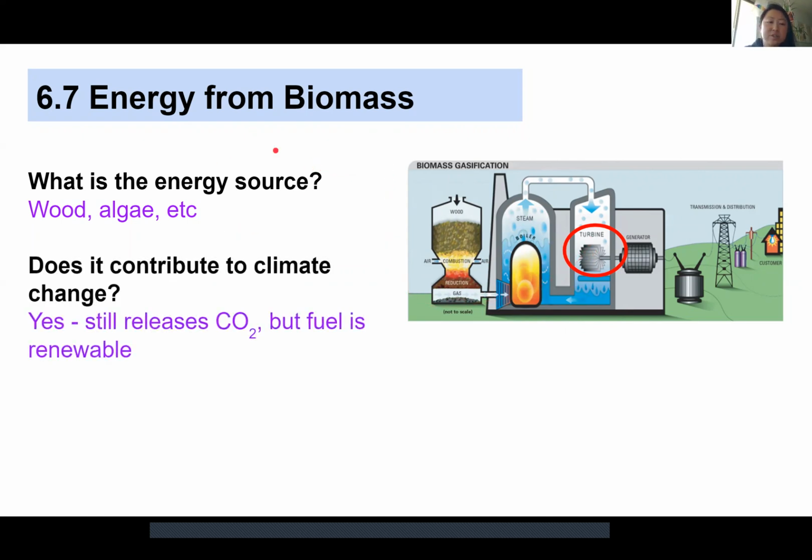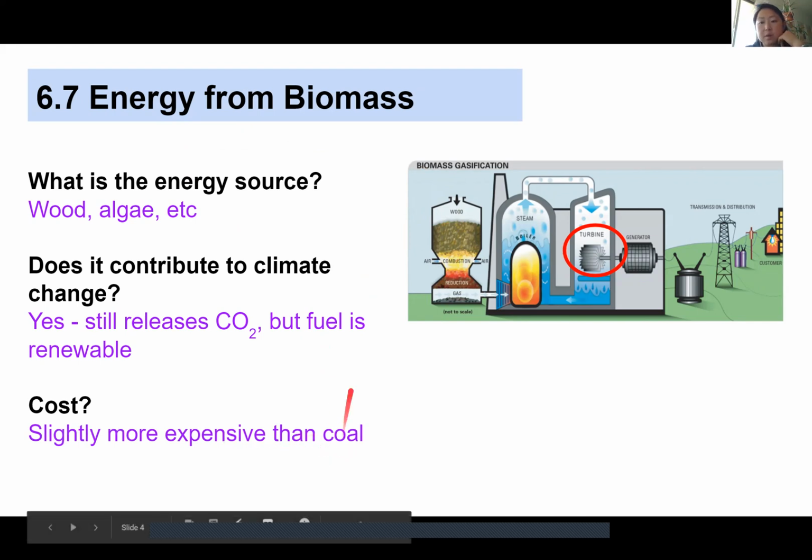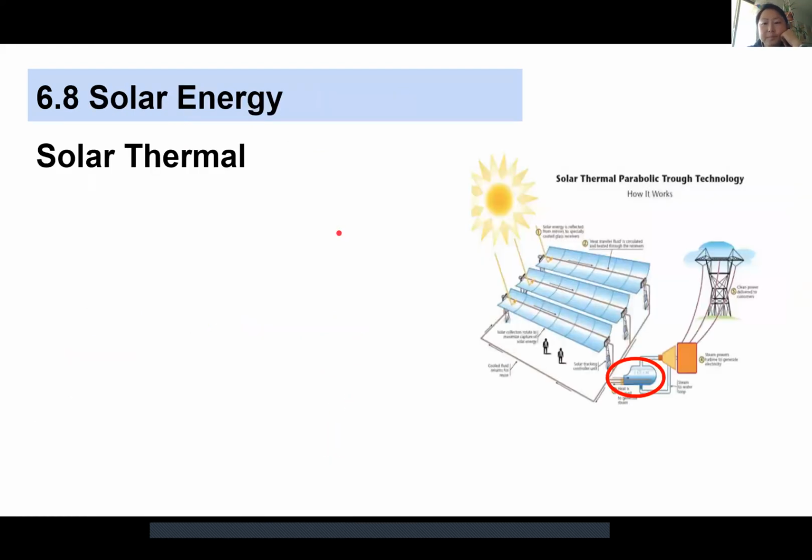So yes, this contributes to climate change, as the AP test wants you to know, because it still releases carbon dioxide. But at least the fuel itself is renewable. Like the fuel, we can replenish this source during our lifetime very readily. And it is slightly more expensive than coal. So the cost up front is more, but it is renewable.